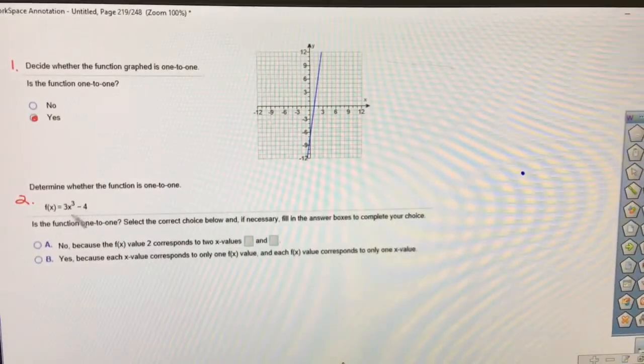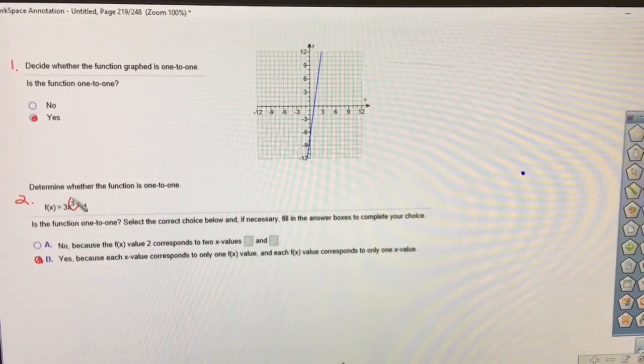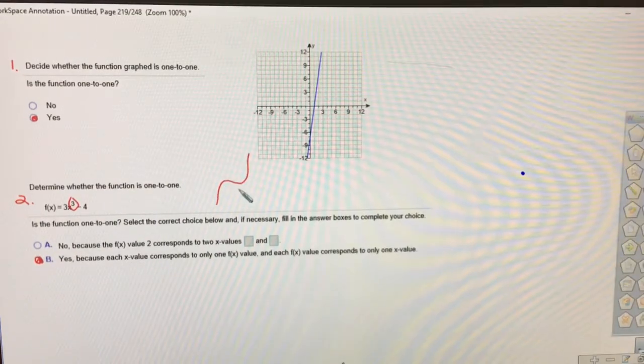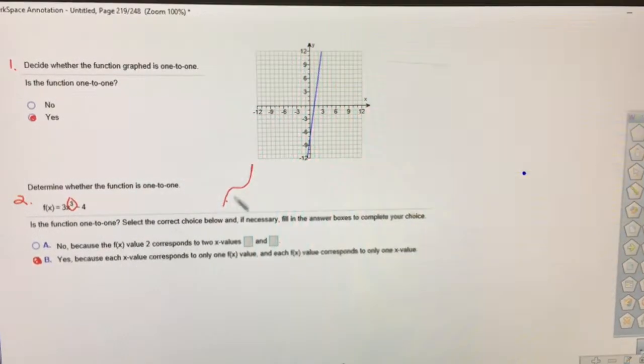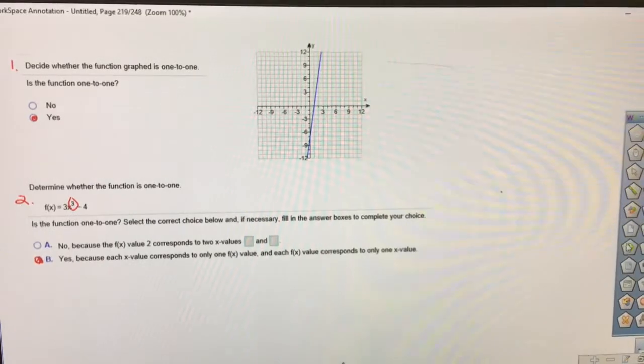Is x cubed a function? Yes, x cubed, because it's odd, it would look like this. And it actually looks like that. And that passes the vertical line test and the horizontal line test.